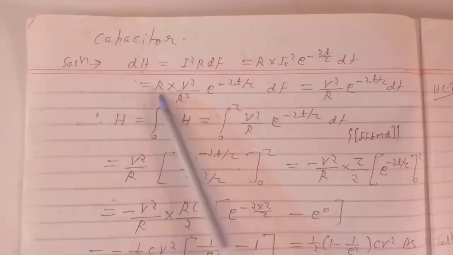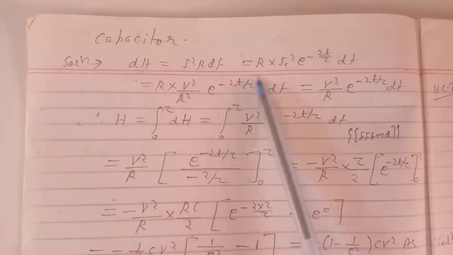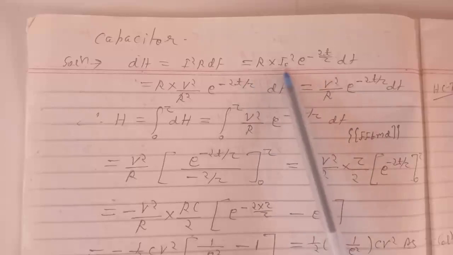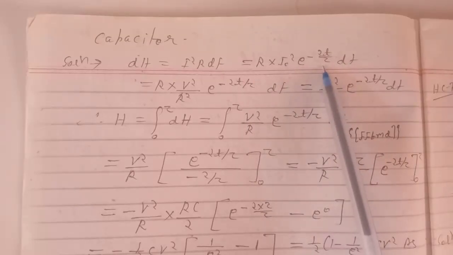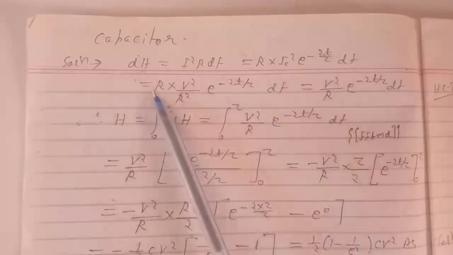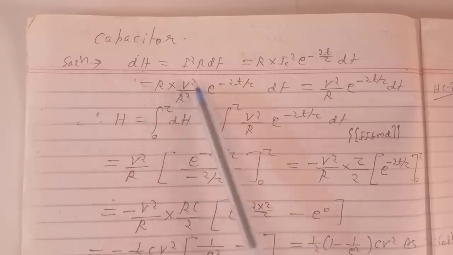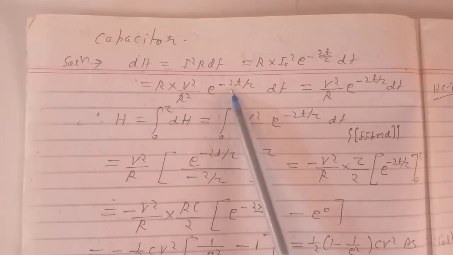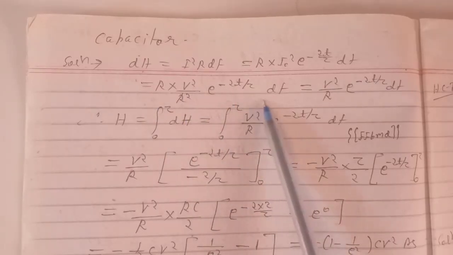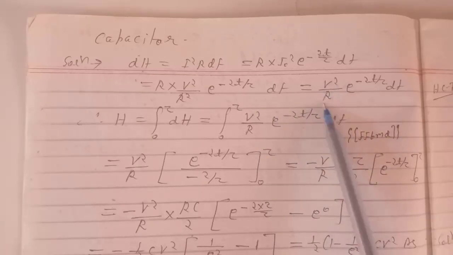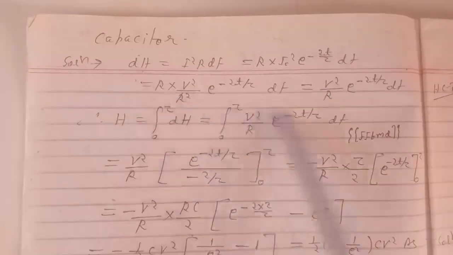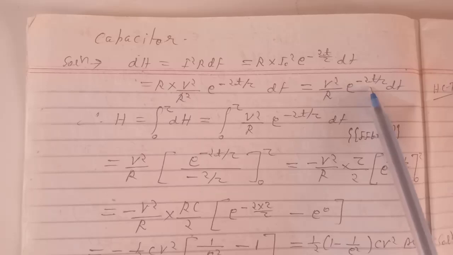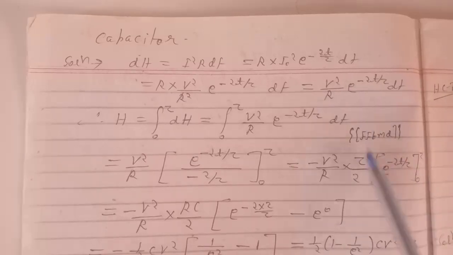Solution: we have dH equals I square R dt, where I is given by I naught e to the power minus t by tau. So dH equals R into V square by R square e to the power minus 2t by tau dt, or V square by R, because R will cancel, e to the power minus 2t by tau dt.